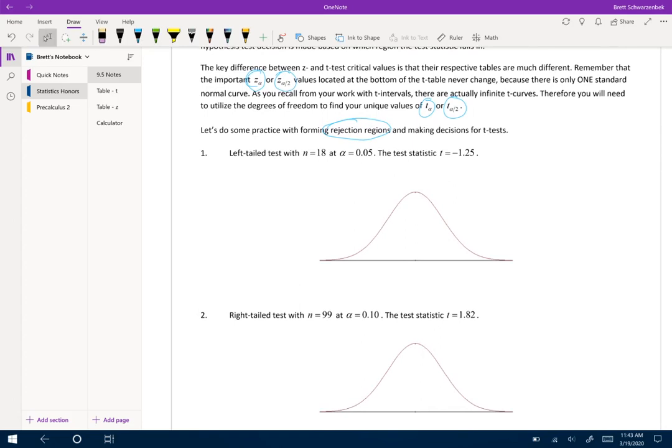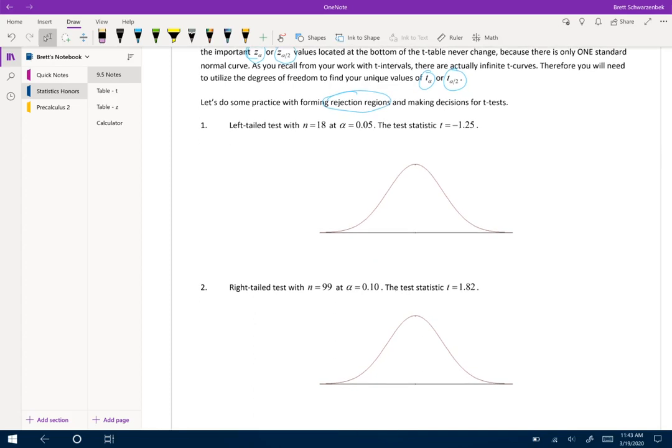So let's just do a little bit of practice to make sure that you're comfy with this stuff. Looking at number 1 here, it says, let's say you have a left-tailed test with n equals 18 and you are at alpha 0.05. Suppose the test statistic is negative 1.25.